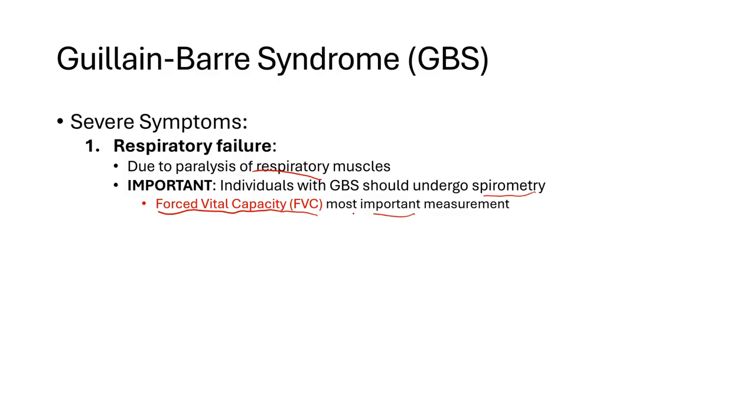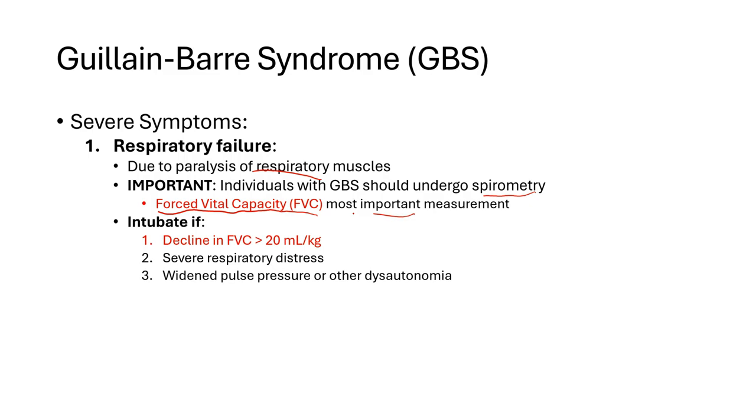Now, there's a multitude of different indications to intubate, but I'm going to try to simplify this as much as possible. Remember, FVC is our most important measurement, so this is also going to help depict when we need to intubate. Typically, if we see a decline in FVC to less than 20 milliliters per kilogram, that would be an indication for elective intubation with or without respiratory issues. Other indications can be severe respiratory distress. If an individual looks like they're gasping for air, having trouble swallowing, breathing, something along those lines, then that would also be an indication to protect the airway.